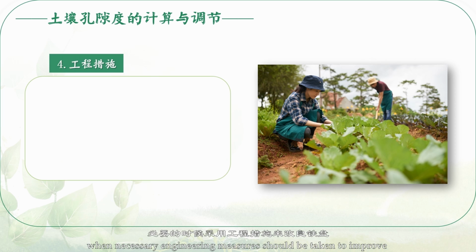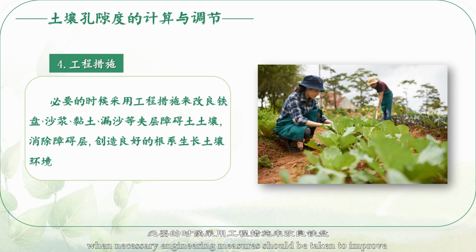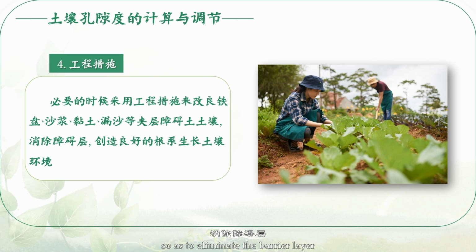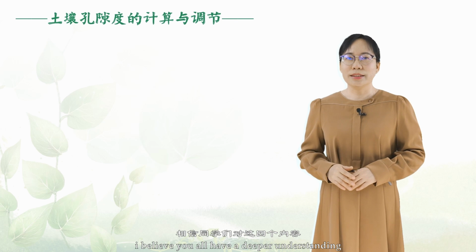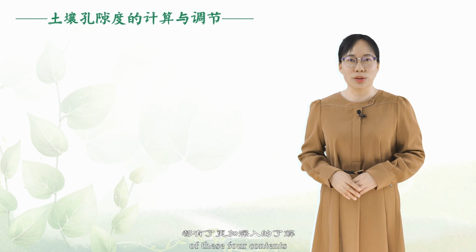Finally, when necessary, engineering measures should be taken to improve soil with barrier layers such as iron pan, mortar clay, and sand leakage, so as to eliminate the barrier layer and create a good root growth environment. I believe you all have a deeper understanding of these four contents.